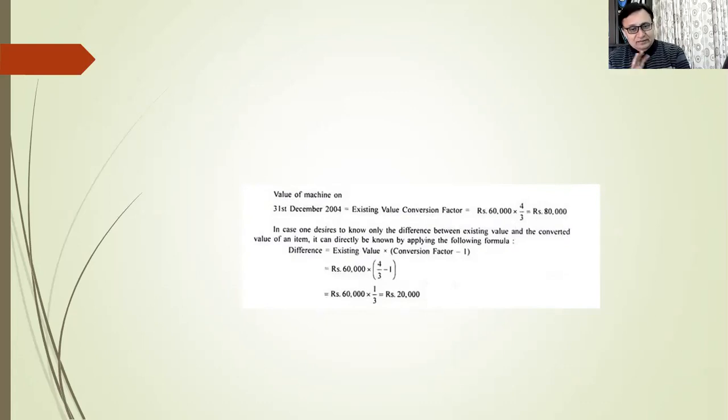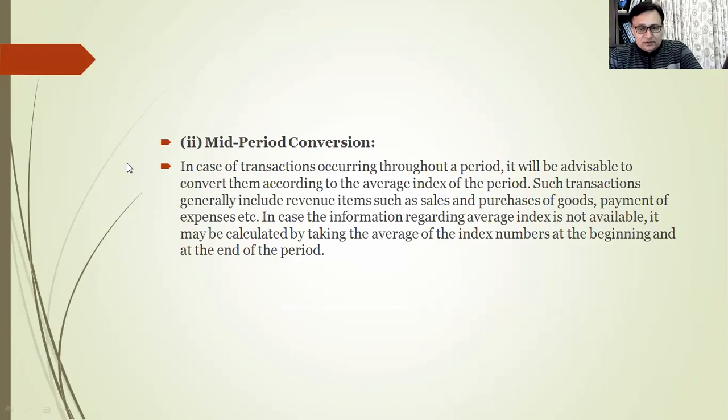So in this way we will find out the conversion factor, and assets and liabilities will be multiplied with the conversion factor to restate the values of assets and liabilities presented in the financial statement, that is the balance sheet. The same methodology is adopted for the profit and loss account. Sometimes we use the conversion factor as the index at the date of revaluation divided by the index price at the time of purchase, but sometimes a mid conversion period may be used.